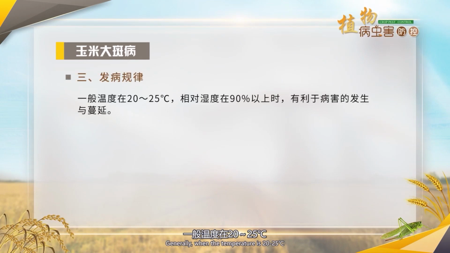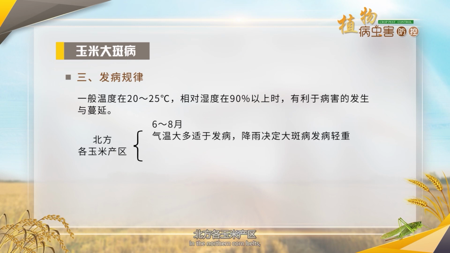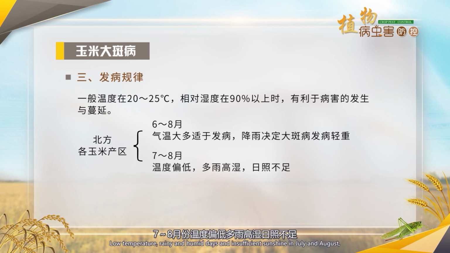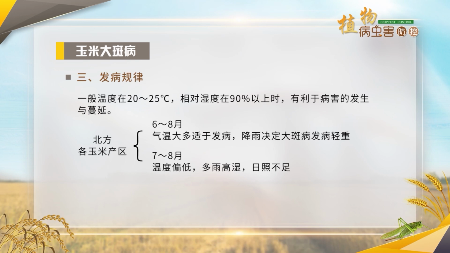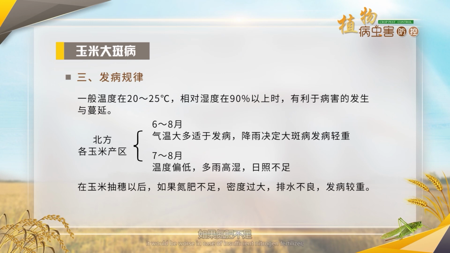Generally, when the temperature is 20 to 25 degrees Celsius and the relative humidity is above 90%, it is conducive to the occurrence and spread of the disease. In the northern corn belts, the temperature from June to August is mostly suitable for the onset, so rainfall has become the determinant of the severity of leaf blight. Low temperature, rainy and humid days, and insufficient sunshine in July and August are all conducive to the occurrence and prevalence of leaf blight. Besides, after corn heading, it will be worse in case of insufficient nitrogen fertilizer, higher density, and poor drainage.